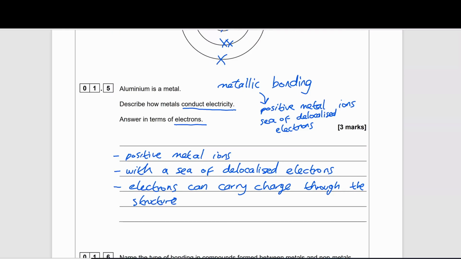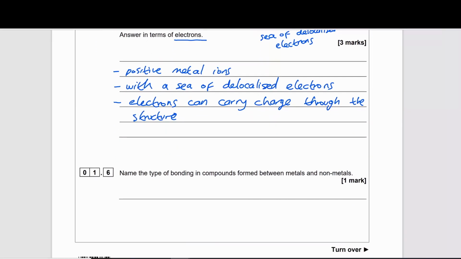Please be careful, you cannot say throughout the structure. It must be through the structure, because we're not thinking about the whole metal itself. We're thinking about how these electrons are able to just move. So electricity or the current or the charge is able to pass through the metal. Question 1.6. Name the type of bonding in compounds formed between metals and non-metals. So non-metal and metal is ionic bonding. So it's got to be ionic.